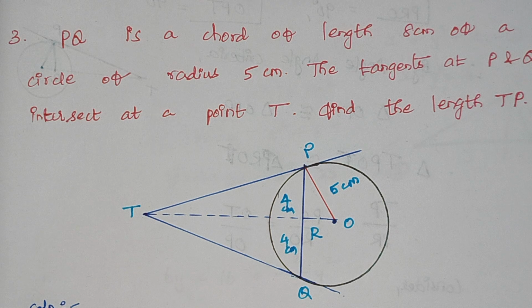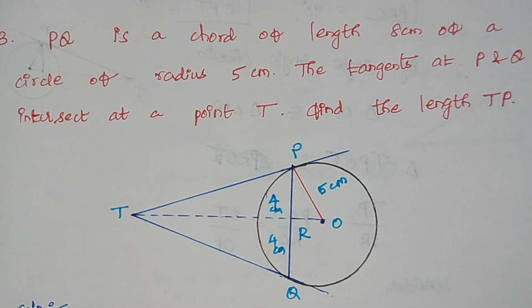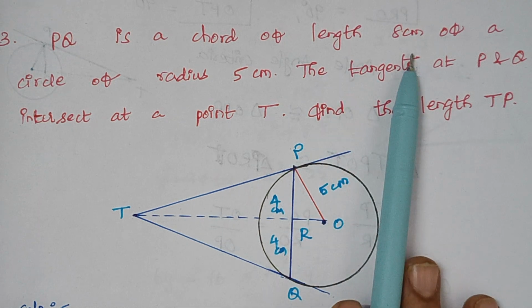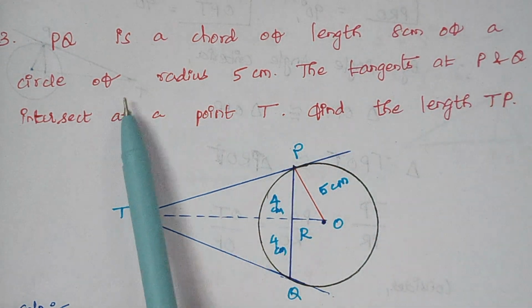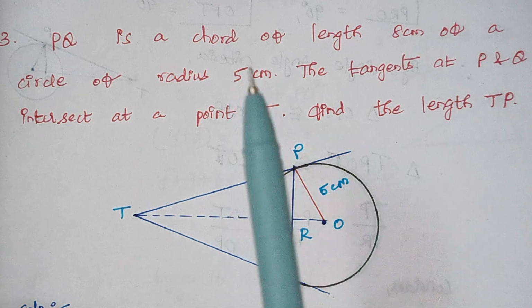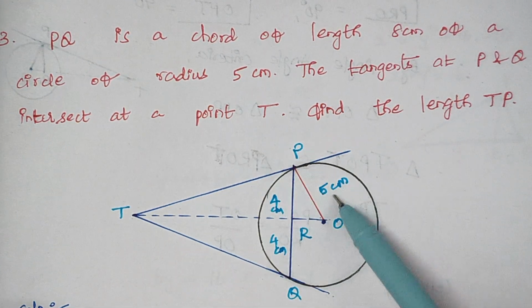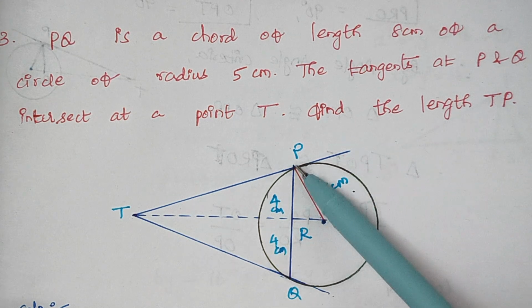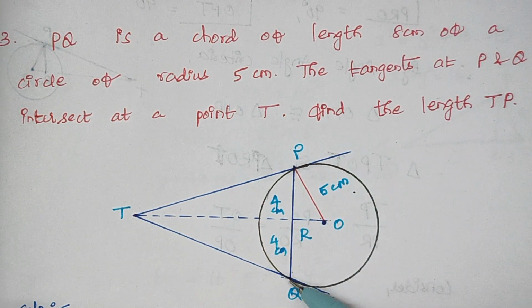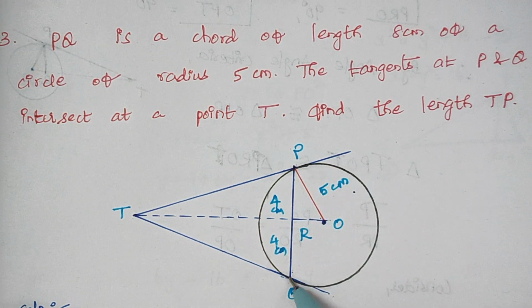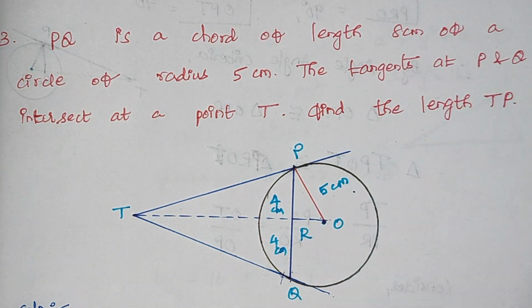So problem number 3. Here again PQ is a chord of length 8 centimeter of a circle of radius 5 centimeter. First draw a circle, and the circle has a radius of 5 centimeter. And PQ is a chord. A chord is nothing but a line that joins 2 points of a circle. Here PQ is a chord and its length is 8 centimeter.